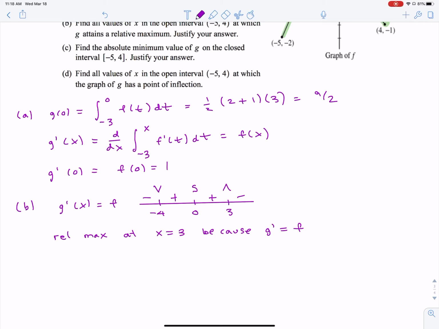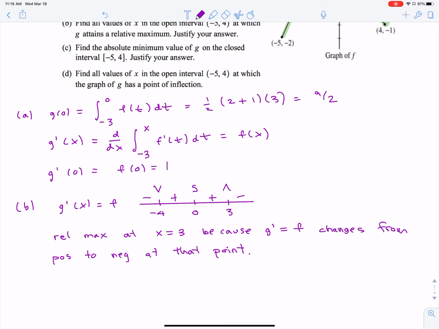So f changes from positive to negative at that point. Okay? So that's all we need.